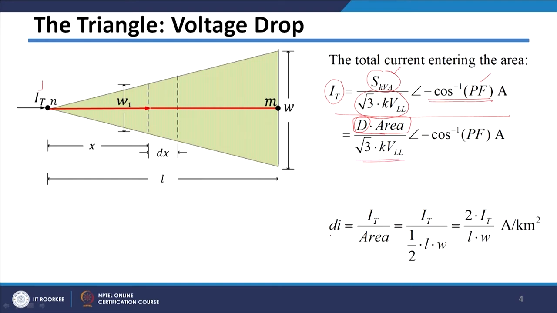Once I get that, I can get the current density, which is the total current divided by area. In the case of the triangular configuration, the area will be 1/2 L multiplied by W, where L is the length and W is the width at the end. So it becomes twice IT divided by L multiplied by W, and since it is current density, it will be in ampere per kilometer square.